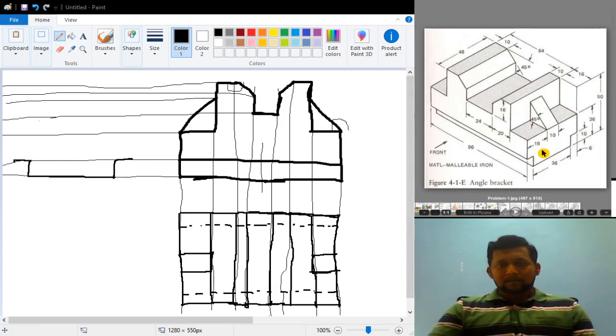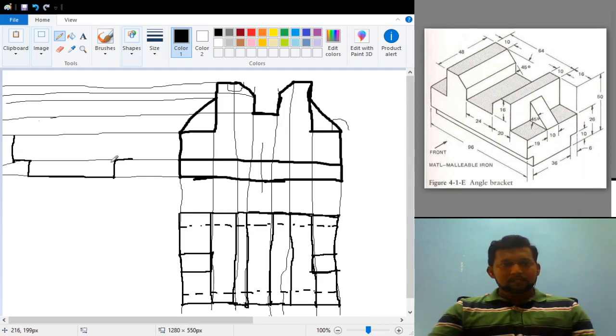And after that this vertical distance of 16 mm, and this vertical distance of 16 mm on both the sides. So this is 16 and again this is 16. And after this, the entire 48 mm horizontal line. That entire 48 mm horizontal line I completed just now.